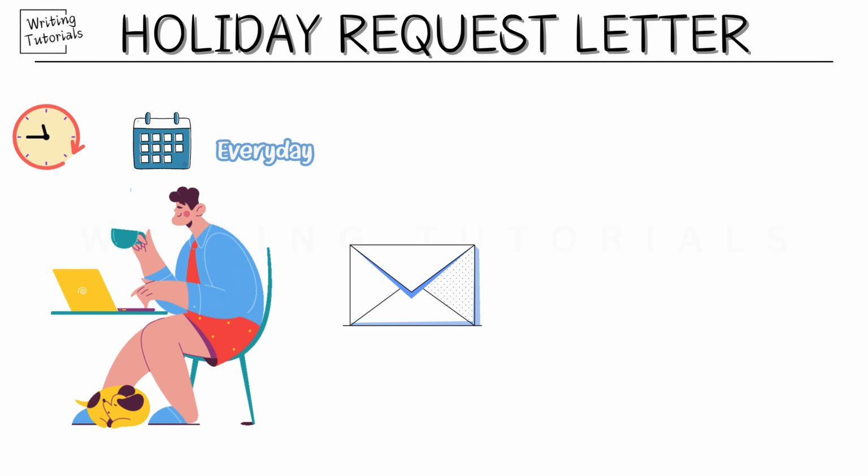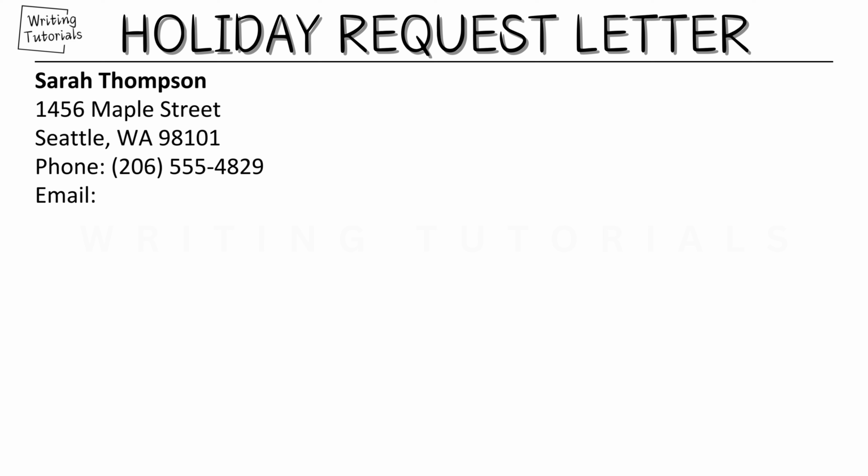Let's get started. Opening with your contact information. The first thing you want to include in your letter is your contact information. For instance, Sarah Thompson, 1456 Maple Street, Seattle, Washington, 98101. Phone 206-555-4829. Email sarah.thompson@email.com. This section lets the recipient know who you are and how they can reach you.